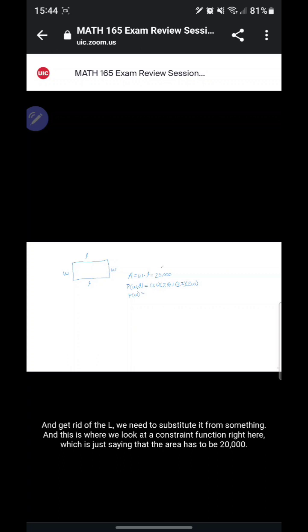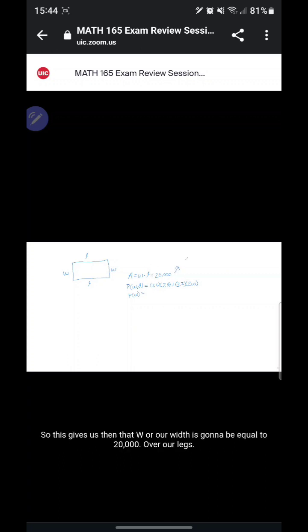Okay, I'm going to solve for W here. But in order to get this into a form of just W and get rid of the L, we need to substitute it from something. And this is where we look at our constraint function right here, which is just saying that the area has to be 20,000. So this gives us that W, or our width, is going to be equal to 20,000 over our length. And we can plug that back into our original equation.